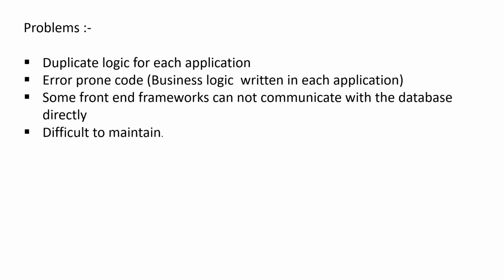And the last point is that it is difficult to maintain. Why is it difficult to maintain? Because we have written business logic again and again in the applications. Let's say we want to improve something in one application, then we need to write the same code in the other applications too. That's why it is difficult to maintain. Beyond all these points, we have a lot of other problems we will discuss later on. So to overcome this problem, the concept and need of Web API comes into picture.